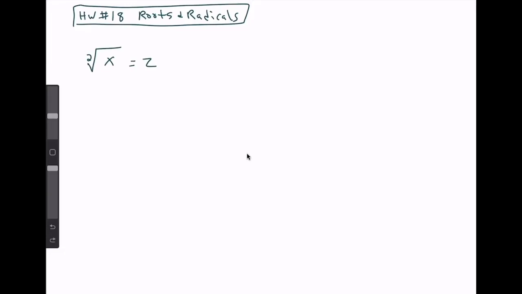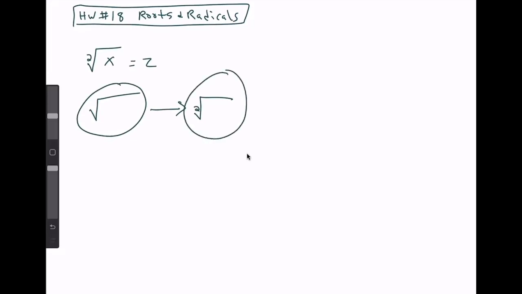Because it could be a 3, it could be a 4, it could be a 5. If you just see this symbol right there, that's the same exact thing as that. So you might see just the square root and it looks like this, but it could also look like that.